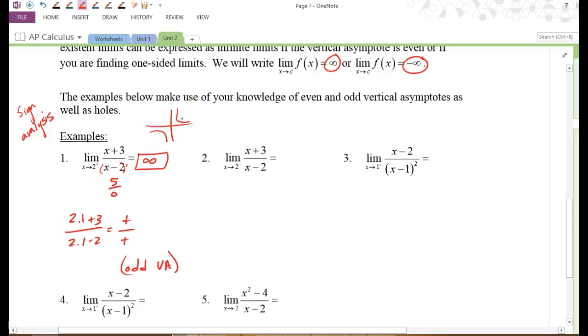Question number 2, they give us the same function, but now from the left. So I'm going to start by plugging in a number less than 2, let's say 1.9. If I did that math, 1.9 plus 3 would be a positive number, and 1.9 minus 2 would be a negative number. So a positive over a negative makes a negative. So this would go to negative infinity.